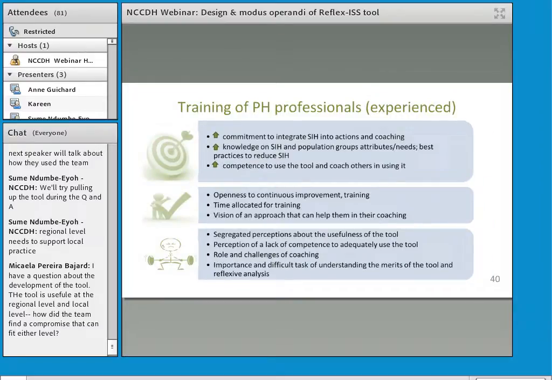We're doing right now the training of public health professionals. In fact, we did an experimentation, or pre-test, of the training because we were really preoccupied that the training would bring people to use the tool. So the training has as objective to increase the commitment of people, to increase the knowledge, to increase the competency to use the tool. And we give time for the training. There are still some obstacles, but it's changing really fast because people start to see the merit of the tool and the merit of the reflective analysis.